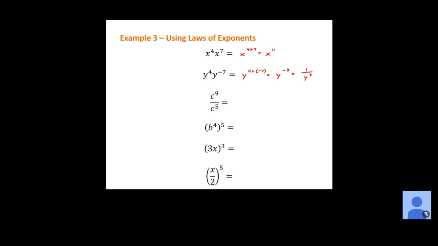All right, now the next one here, we're doing some division. Bases are still the same. We have a c as the base. So remember we said we can subtract exponents when we're doing division. So this becomes c to the 9 minus 5. 9 minus 5 is 4. So now we have c to the fourth.